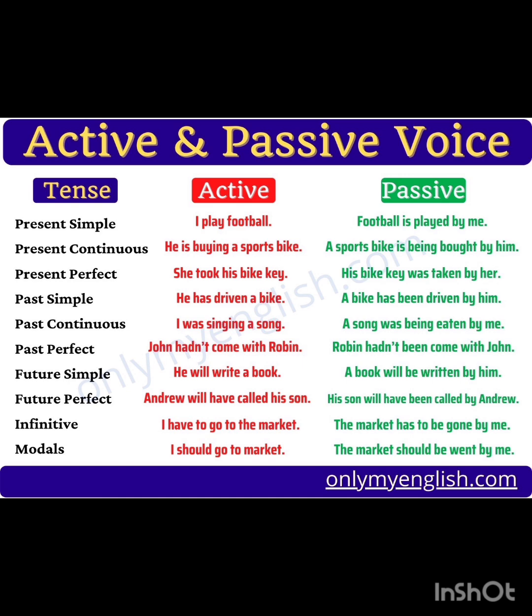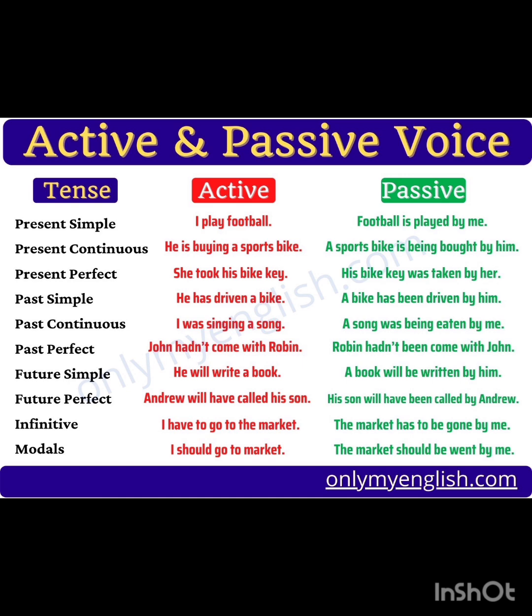Now, let's learn on this page how to transform the sentences depending on the tenses of the verb. Here, on one side I've written tenses, in the middle active, and the other one we have passive voice. Your sentence will always depend on the tense of the verb, like how to transform when the sentence given is in present simple, present continuous, present perfect, past simple, past continuous, past perfect, future simple, future perfect, infinitive, and modals.